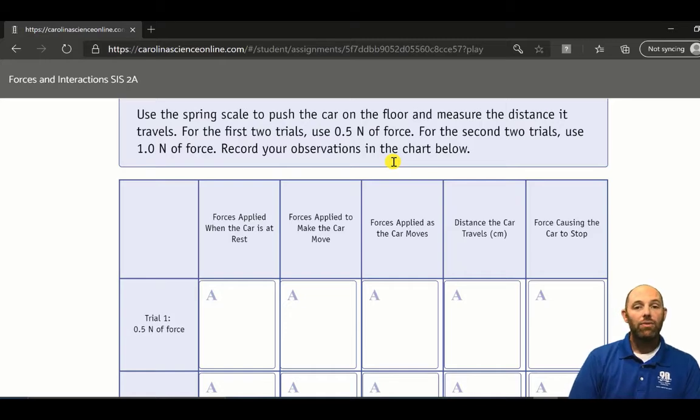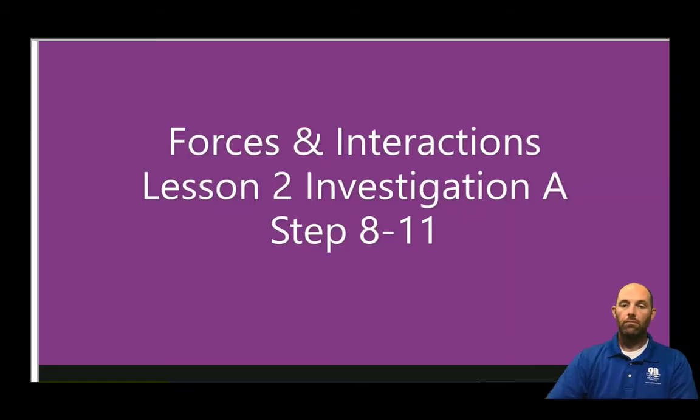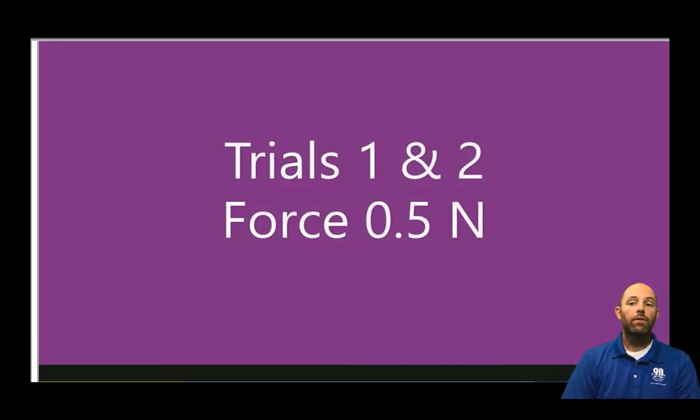Take a second, decide how you want to do it, and I'm going to show the demonstration video on my desktop. Okay guys, are you ready? Here comes trial 1 and 2 with 0.5 Newtons worth of force. Make sure you make good observations.